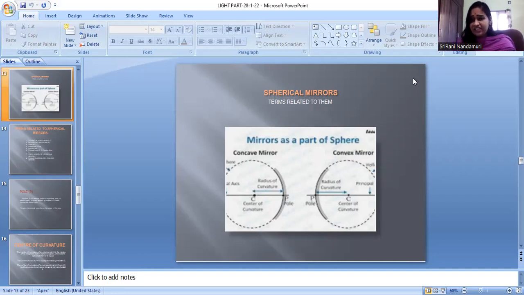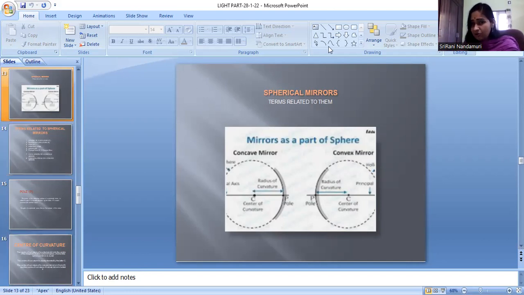Here, what I said: in the concave mirror, the reflecting surface is towards inwards. In convex mirrors, the reflecting surfaces are outwards. For the plane mirror, the image is always found behind the mirror. For concave mirrors, the image is formed towards inwards. Convex always forms the image behind the mirror.